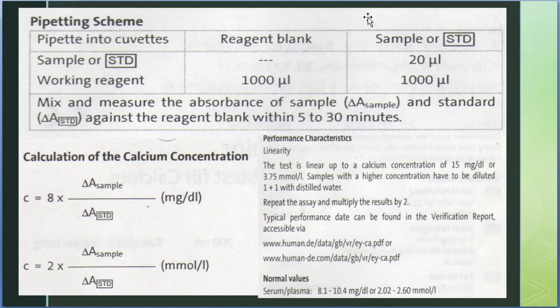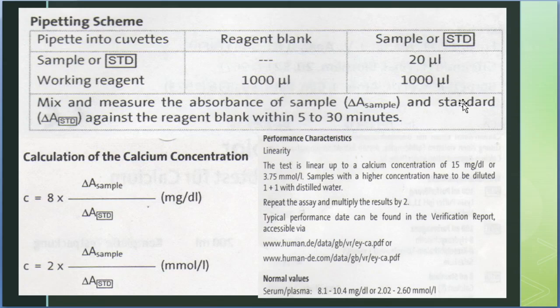Separate ito, ha, isang test tube for the sample, isang test tube para sa standard. 20 UL ng sample, 20 UL ng standard. Tapos, dadagdagan natin ng working reagent which is your 1,000 UL. So, imimix mo siya and i-measure ang absorbance ng sample and standard against your reagent blank within 5 to 30 minutes.